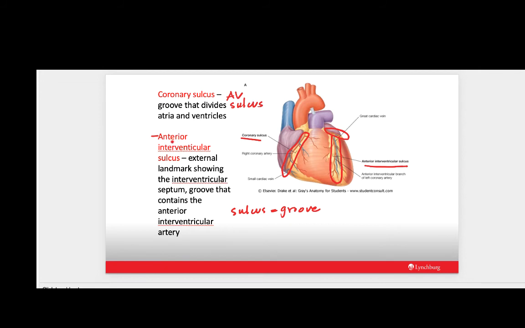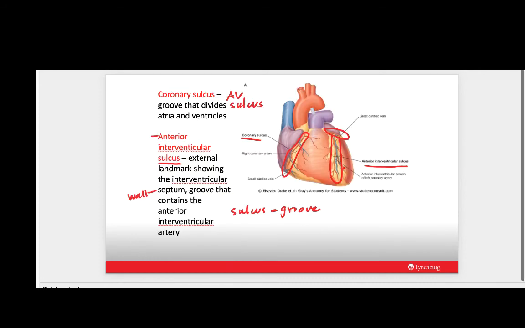Just notable too, the anterior interventricular sulcus is the external landmark. What's happening on the inside of the heart is that this also shows you where the interventricular septum is. If you remember, that was the wall between the two ventricles, and it all lines up. If you looked on the inside, that would be the septum. On the outside, you see the groove, or the sulcus.